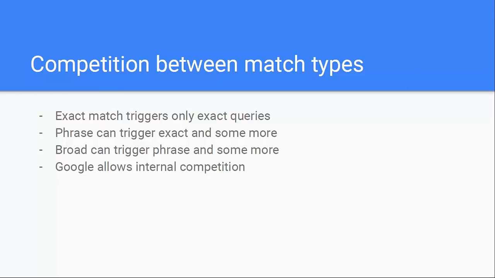Exact match triggers only exact queries. Phrase can trigger exact as well as something more. Broad can trigger phrase plus something more. If you remember the photo that we showed initially, these were concentric circles. Exact is the smallest circle, phrase is a slightly bigger circle, and broad is the biggest circle. So broad match can compete with phrase as well as exact, and phrase can compete with exact. This will drive up your CPCs a lot. You might only want to pay 5 rupees for exact, but because your phrase match is bid at 10 rupees, you will end up paying 10 rupees for that particular click.